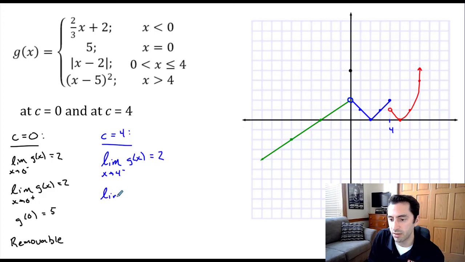Now if I look at the limit as I come from the other side, so as I approach 4 from the right, in this case I'm following along the parabola, and as I get closer and closer to 4, my y values look like they're approaching 1. So because these two one-sided limits are different, that means we have a jump discontinuity at 4.